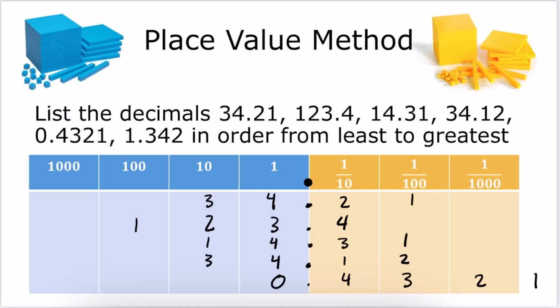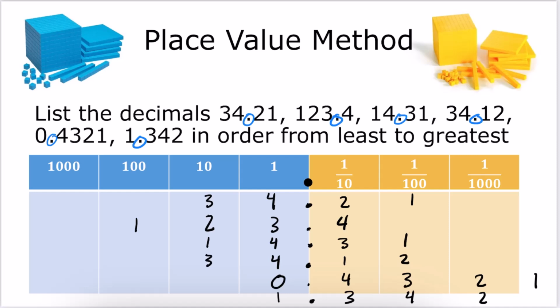And then my last number has a 1 in the ones column, a 3 in the tenths, a 4 in the hundredths, and a 2 in the thousandths. And one thing you can do to help your students put them in the right columns is to remind them that all of these decimal points separate the whole number place values from the fractional place values. And that can help them make sure they get the numbers in the correct columns.